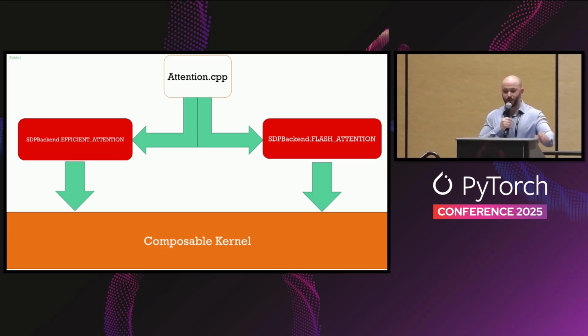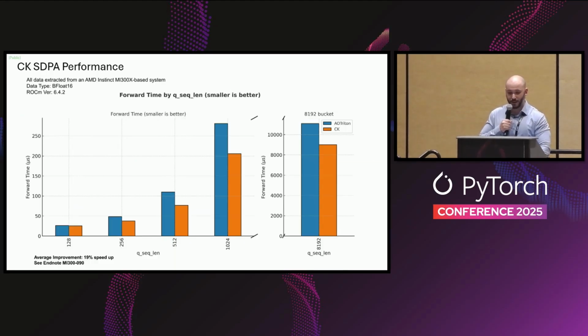Each entry point accepts different arguments. For example, efficient attention accepts attention bias, while flash attention does not. CK is capable of working in either scenario.